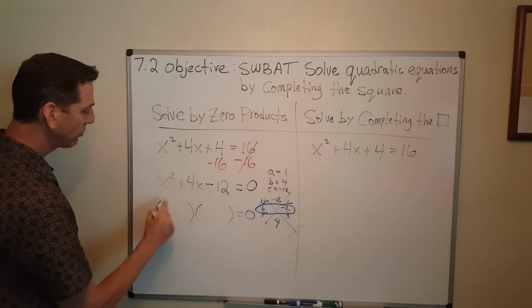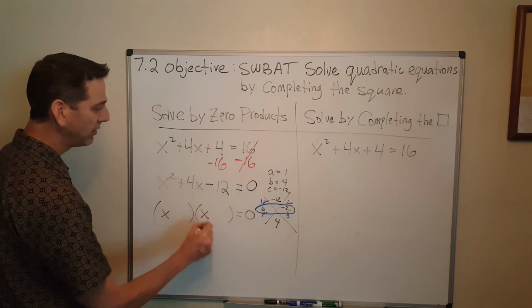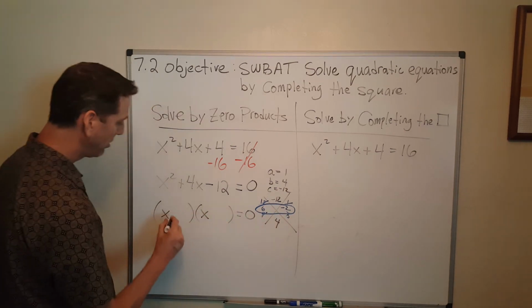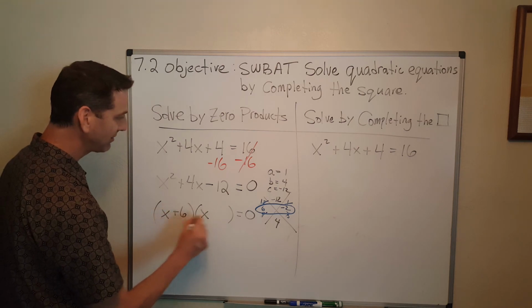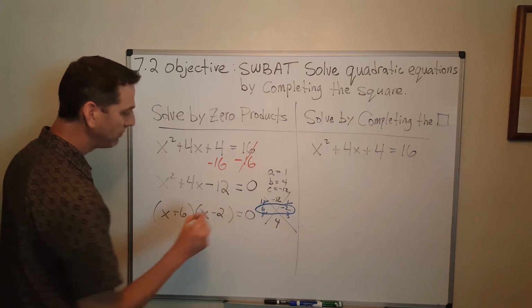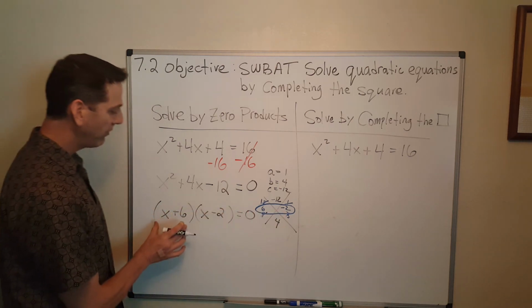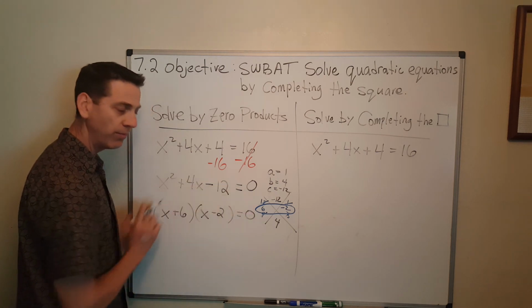To factor, x squared is just x times x. And then we use our two numbers here. So it would be plus 6 and minus 2. So we have x plus 6 times x minus 2, this is the factored form.